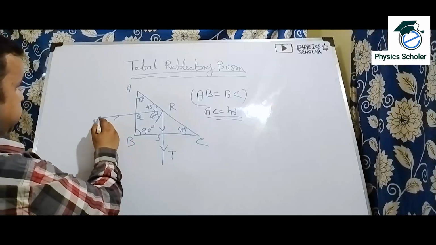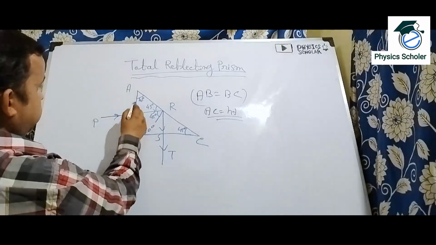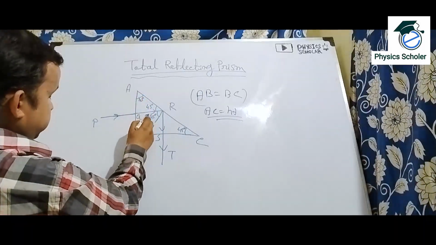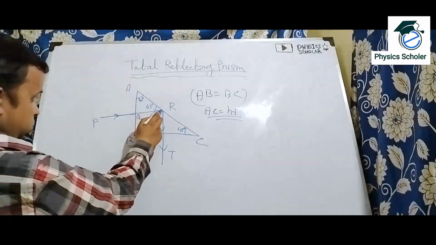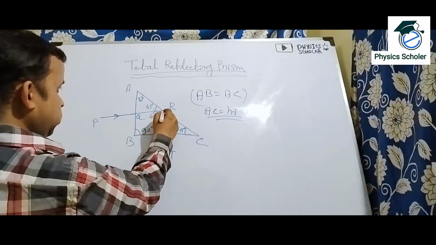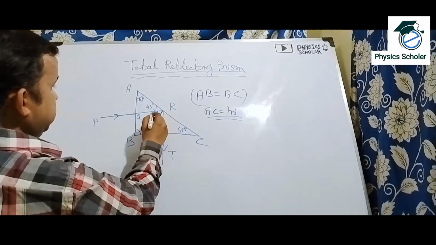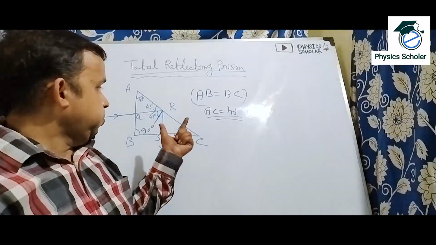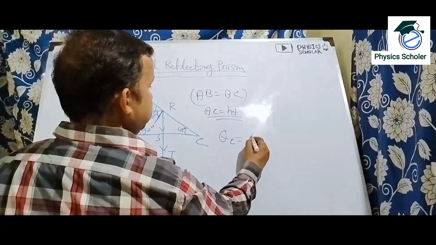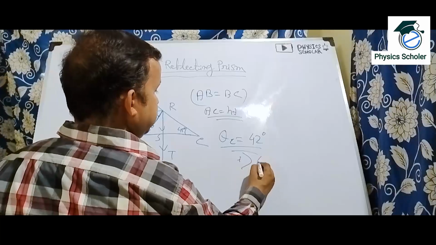So let PQ be the ray. PQ is the ray falling perpendicularly on the surface AB, and straight away it will be refracted, and it will fall on the surface AC at the point R. If we draw a perpendicular on the surface AC, then the angle of incidence will be 45 degree. What do we know? Suppose it's a glass medium and it's an air medium. The critical angle of glass with respect to air is 42 degree. So if the angle of incidence is greater than 42 degree, then what will happen?